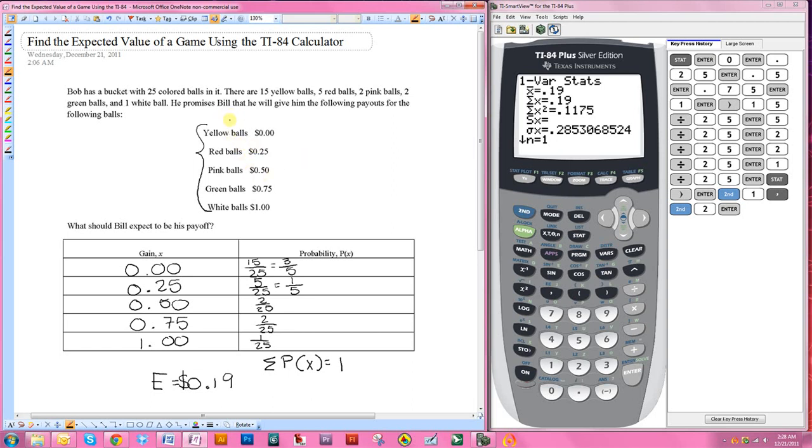Now Bob made some silly rules. Usually the house will make the rules so that this expected value will be negative, but it's just an example.